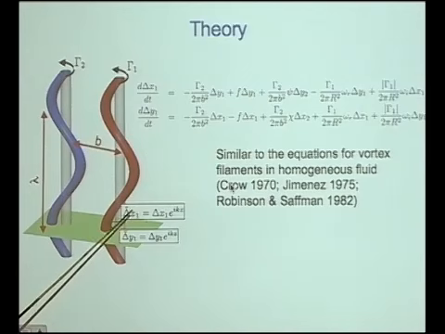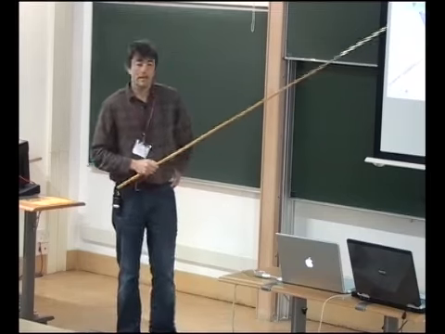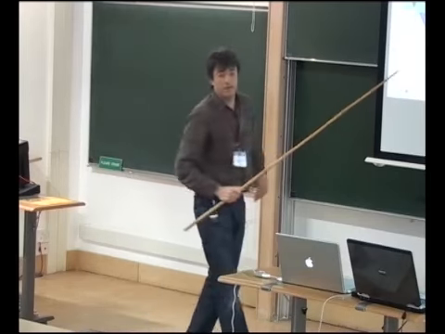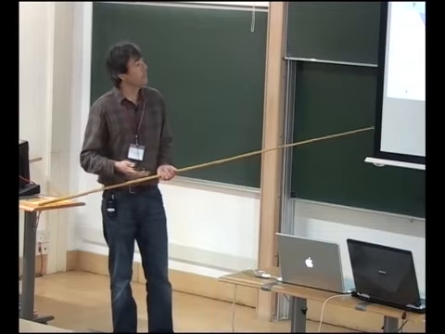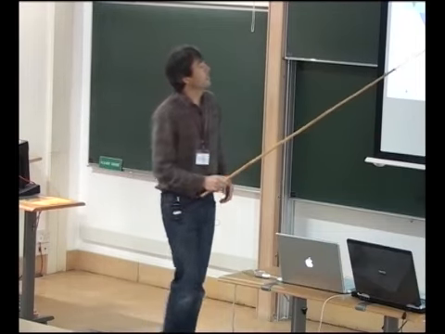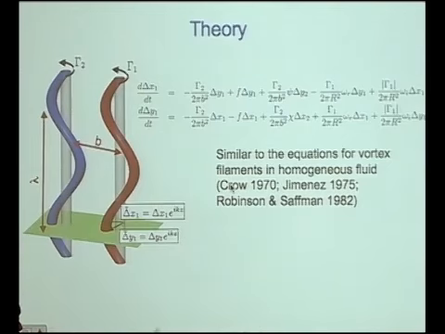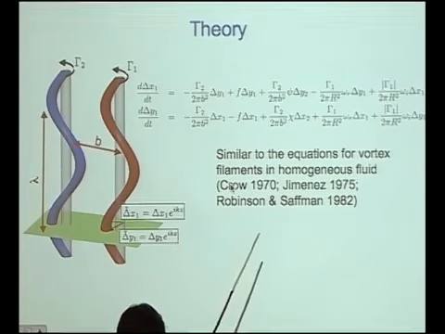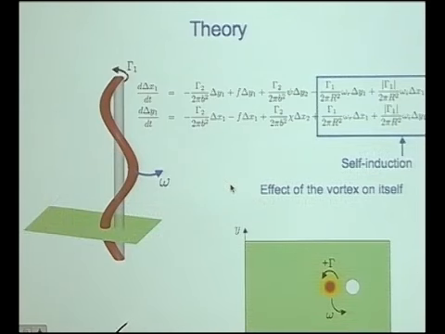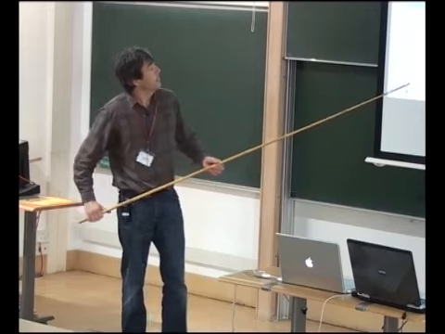So we assume that the vortex is bent sinusoidally, with a wave number k, and delta x1 and delta y1 is the amplitude of this displacement. And so this is the governing equation for this displacement. What is striking here is that these equations are in fact similar to those you obtain when you use vortex filament in homogeneous fluid. But we are going to see that there are important differences when the fluid is stratified and rotating.